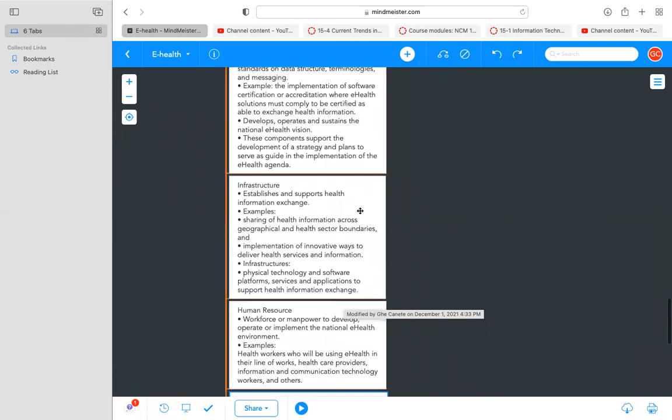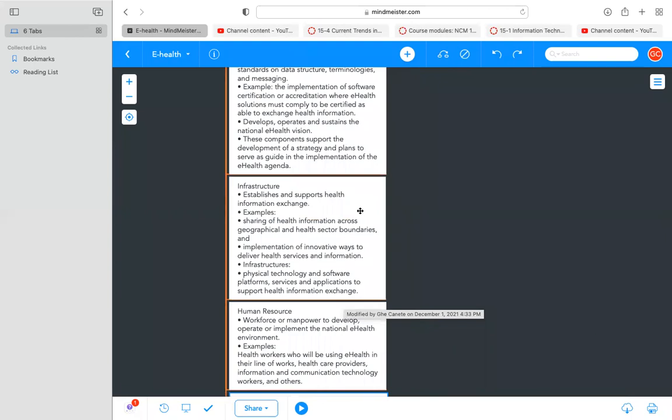Okay. On infrastructure, it basically involves establishing and supporting health information exchange. So, of course, there has to be sharing of health information again across geographical and health sector boundaries, and development of infrastructures like physical technology and software platforms, services, and applications to support again these information exchange.